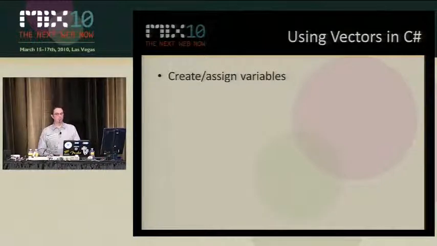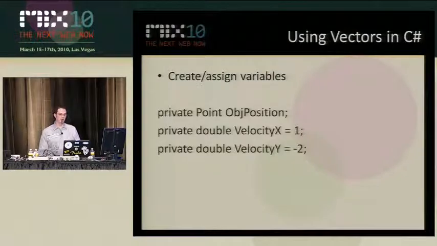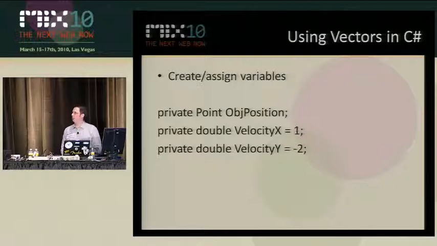If you want to see what the actual code looks like, using vectors in C# is actually pretty simple. You start by creating and assigning your variables. It's pretty simple. There's a point that maintains the object position, and then I'm using 2 doubles to contain the velocity values. In this case, these are the same ones that I was using in the example, 1 and -2.